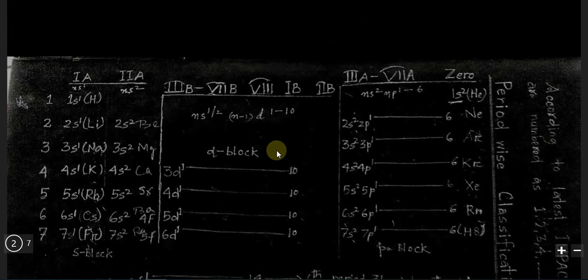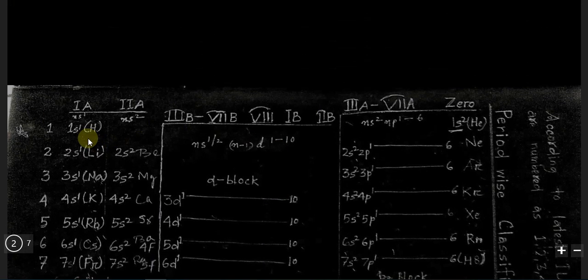The first period: hydrogen, then blank, then helium. First period has only 2 elements, hydrogen and helium. Second period: lithium, then blank, neon.